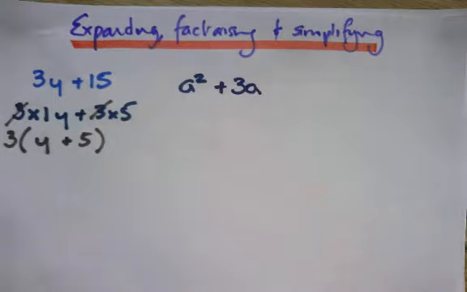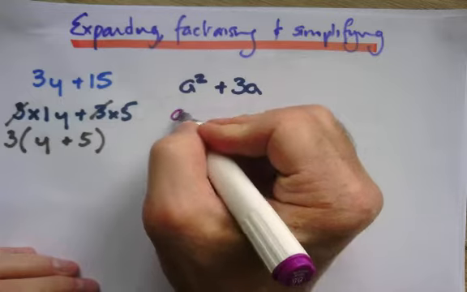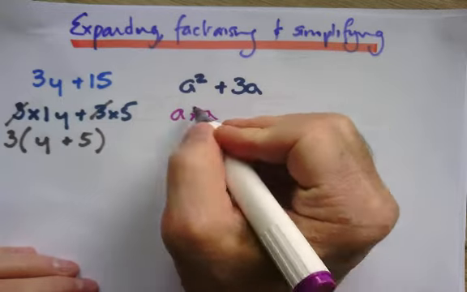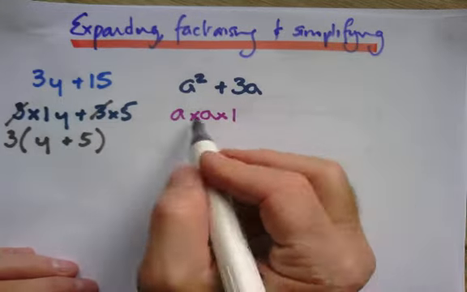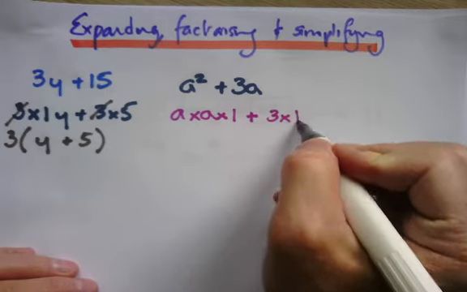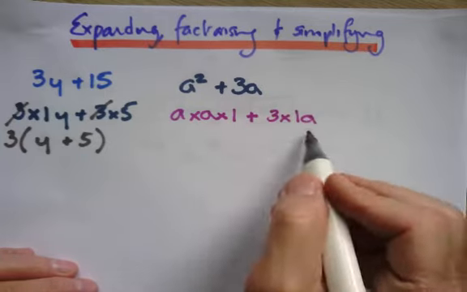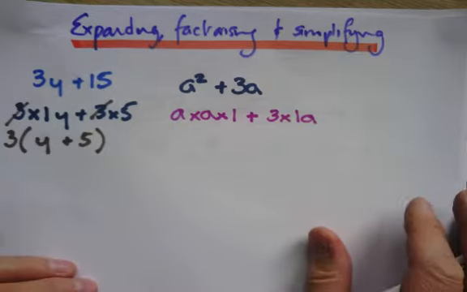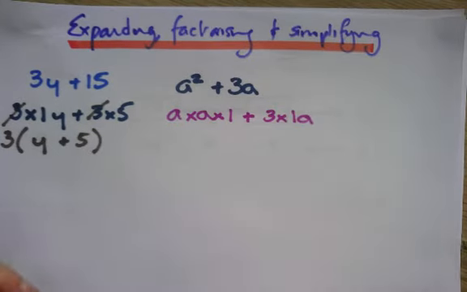A squared plus 3a. So what I'm going to do, as I said, I've got a times a. Okay, and I'll put times 1 in there as well. I always have a times 1, it's always handy. So then I have 3 times 1a. You put the 1 in, you can always take it out afterwards.